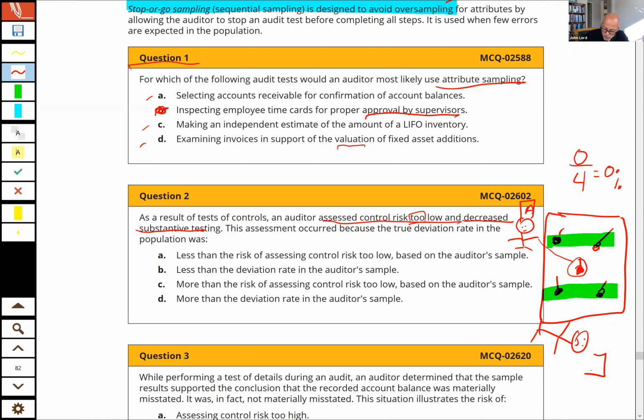Why did this happen? Because he made a mistake. He made a mistake because the true deviation rate in the population was not 0% like it was in the sample. It was 1 out of 5, it was 20%, wasn't it? So this assessment occurred because the true deviation rate in the population was more than the deviation rate in the sample, wasn't it?